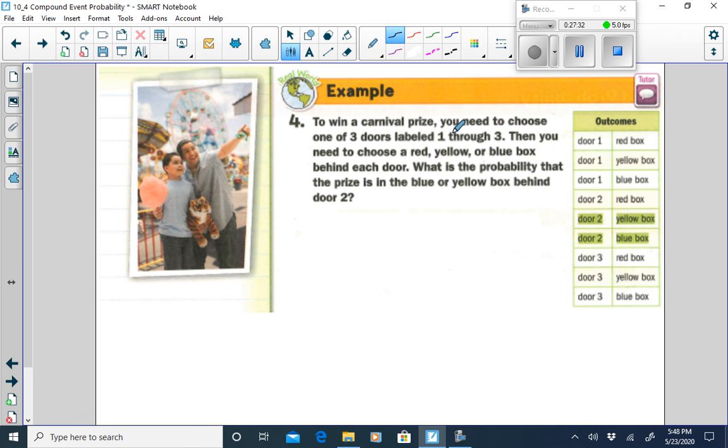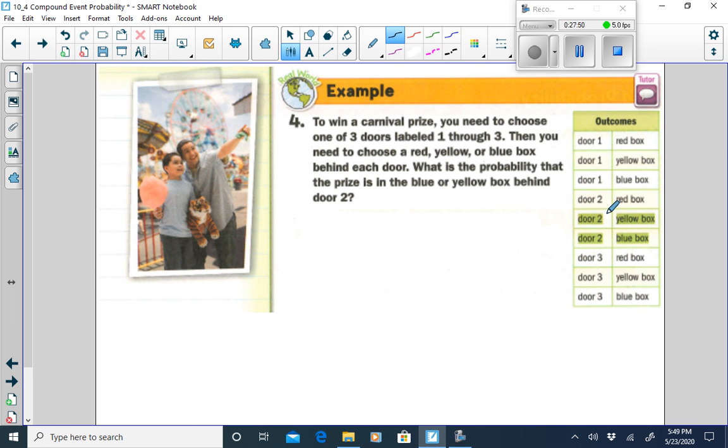To win a carnival prize, you need to choose one of 3 doors labeled 1 through 3. Then you need to choose a red, yellow, or blue box behind each door. What's the probability that the prize is in the blue or yellow box behind door 2?